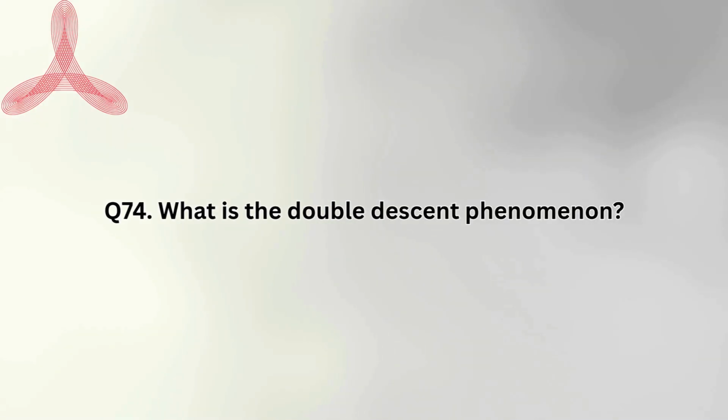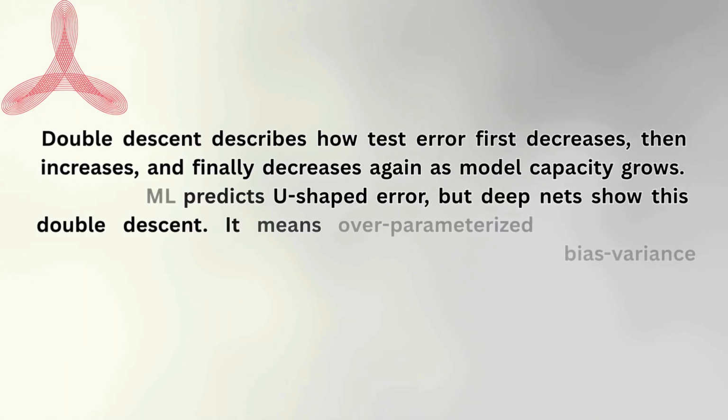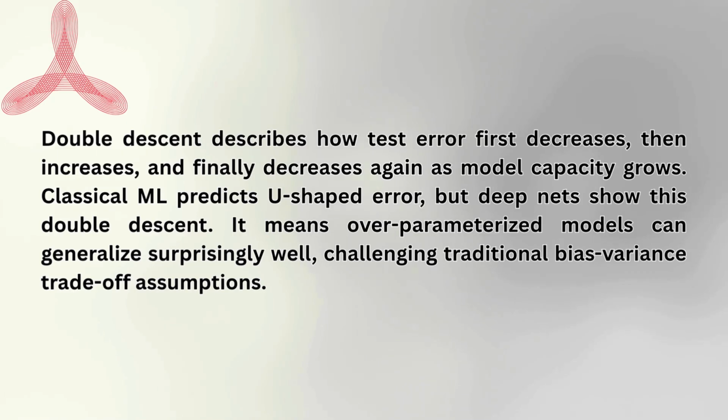What is the double descent phenomenon? Double descent describes how test error first decreases, then increases, and finally decreases again as model capacity grows. Classical ML predicts U-shaped error, but deep nets show this double descent. It means over-parameterized models can generalize surprisingly well, challenging traditional bias-variance trade-off assumptions.